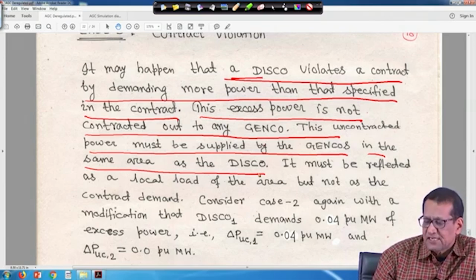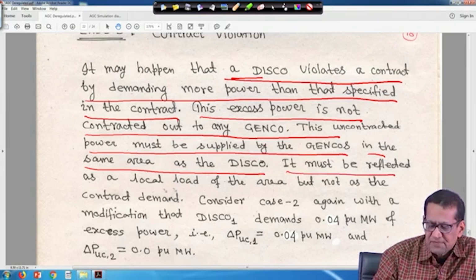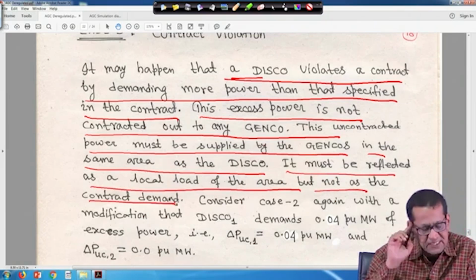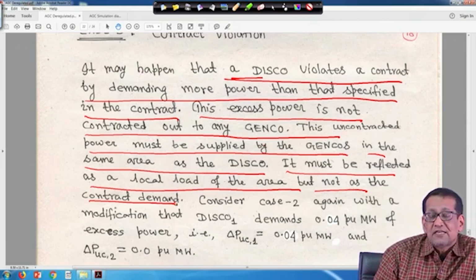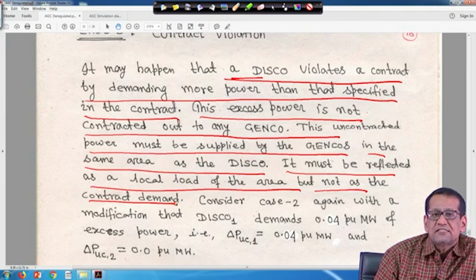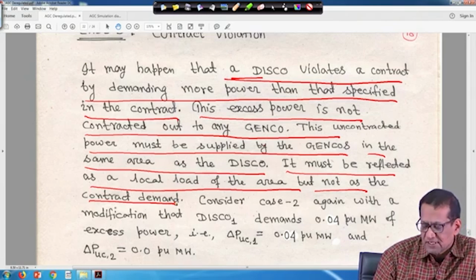So, that was the idea. It must be reflected as a local load of the area, but not as the contract demand. That is why in that block diagram in area 1 and area 2 it was shown delta PL1 UC, that is delta PL1 uncontracted demand, and in area 2 also delta PL2 UC, the delta PL2 uncontracted demand.